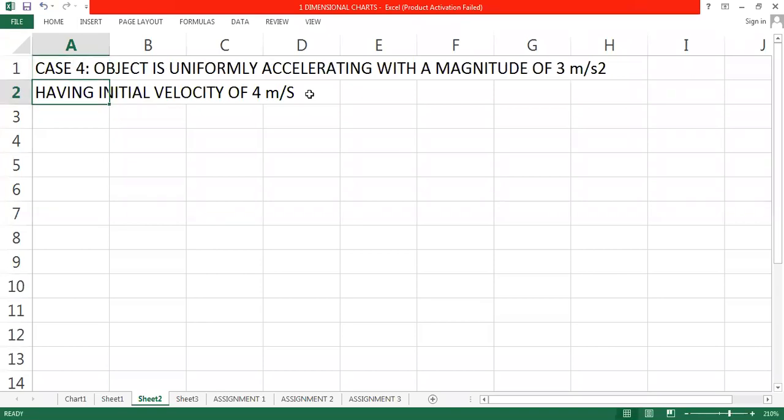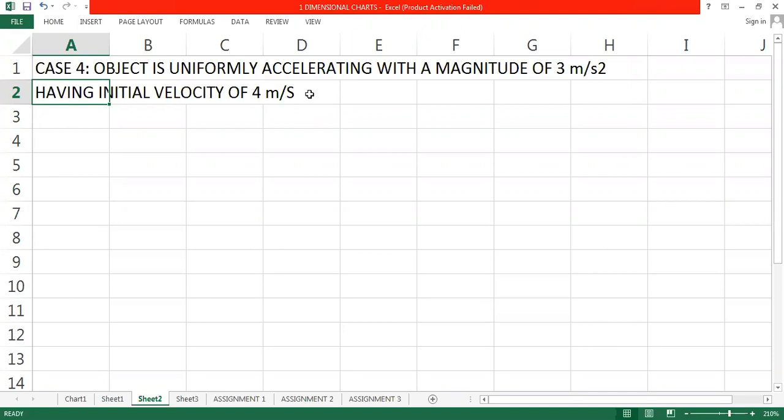Case 4. So what's the case 4? The case 4 is that the object is uniformly accelerating. Now it is not retarding, it is accelerating. And what's the magnitude of acceleration? 3 meter per second square.